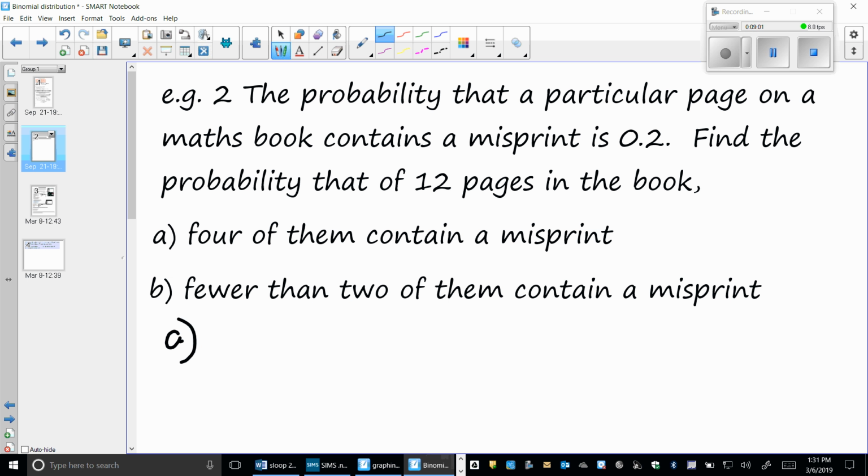So, A. The probability that a particular page in a maths book contains a misprint is 0.2. Find the probability that of 12 pages in the book, 4 of them contain a misprint. So, how am I going to start this off? We're going to do our N's and P's.